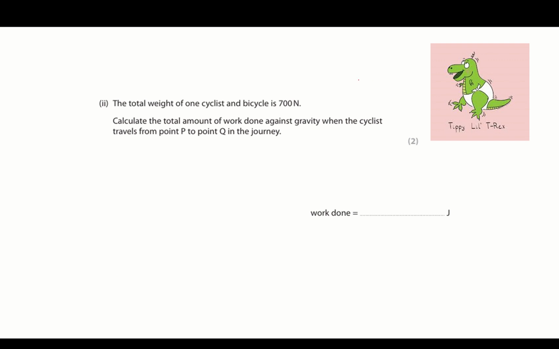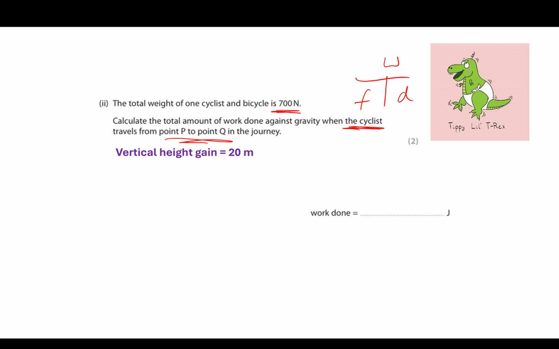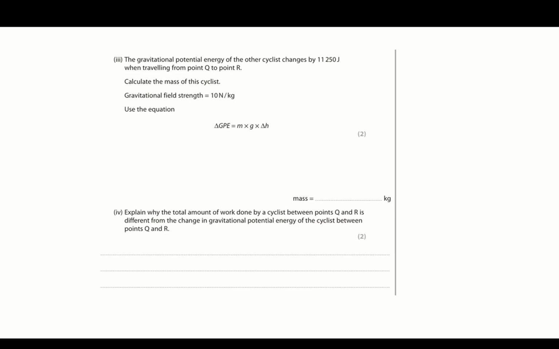Next one, we need our fat wobbly dinosaurs. So the total weight of one cyclist and bicycle is 700 newtons. That's absolutely fine. Calculate the total amount of work done against gravity when the cyclist travels from P to Q in the journey. So we need to go back and have a quick look at P to Q. P to Q was 20 meters in height gain. So the vertical gain is 20. 700 times 20 equals 14,000 joules. That's a really nice question.